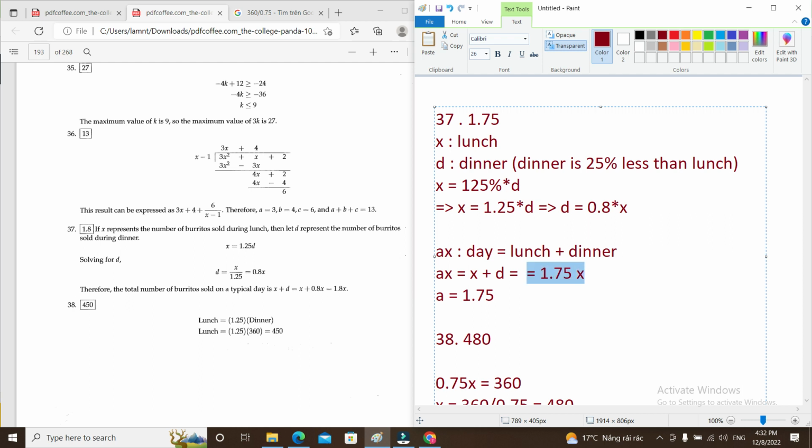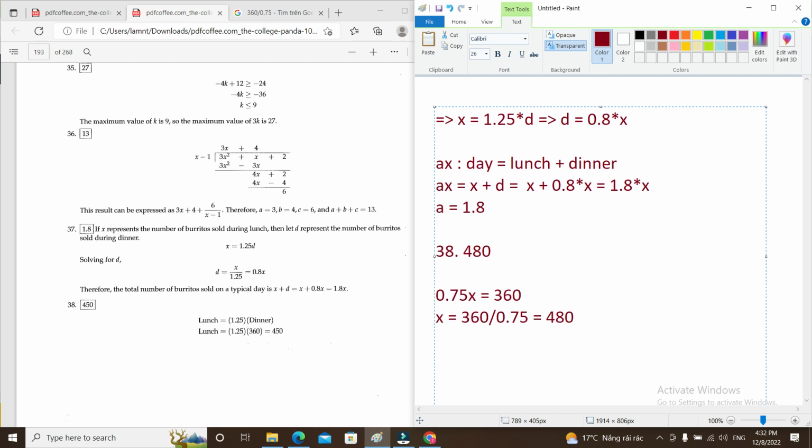So it's pretty close, but you could not say it's pretty close. We have to calculate this, right? So x plus 0.8 of x is actually 1.8 of x. So a is actually equal to 1.8. So a little bit close, but a mistake. And for this one, we have 0.8 of x is equal to 360, so x is just 360 divided by 0.8.